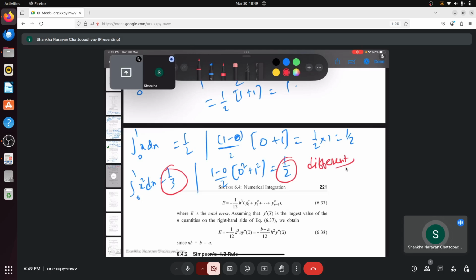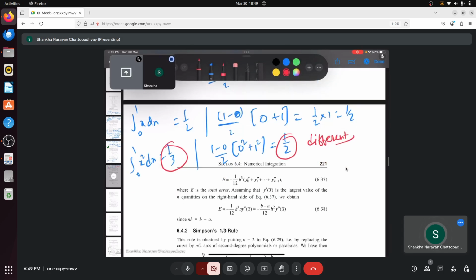Okay, now just always remember the formula of error. I think sir has already discussed the relevance of error, and how error is calculated. So for this first order method, the error is of order h square: the error is minus b minus a by 12 h square y double prime x bar. This x bar is a point lying within x0 to xn.